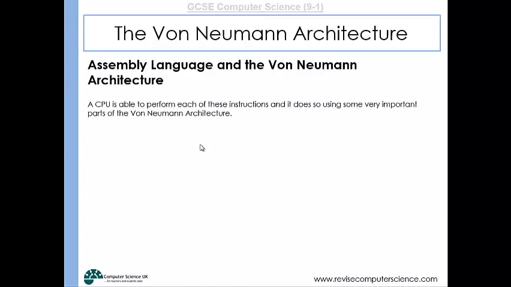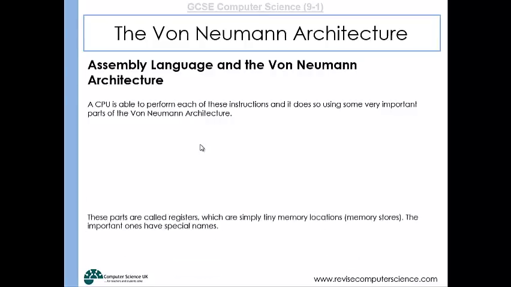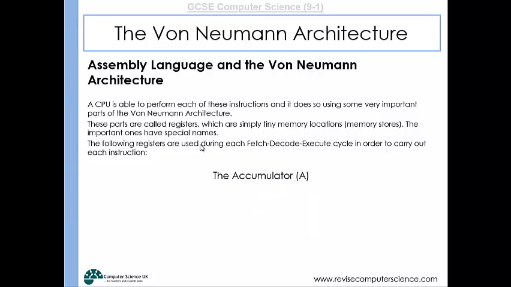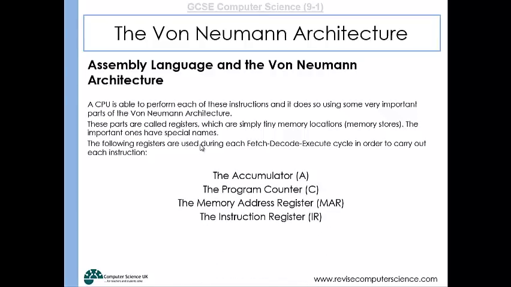A CPU can perform each of these instructions, and there are some really important parts of the von Neumann architecture that we need to be aware of. These different parts are registers, and they perform their own very important tasks during the Fetch-Decode-Execute cycle, which we'll have a look at. The really important registers that you need to know about, and remember that a register is just a small memory location, are: the accumulator, the program counter, the memory address register, the instruction register, and the memory data register. It's probably quite scary hearing these maybe for the first time, but in an example, we hopefully will understand their purpose.